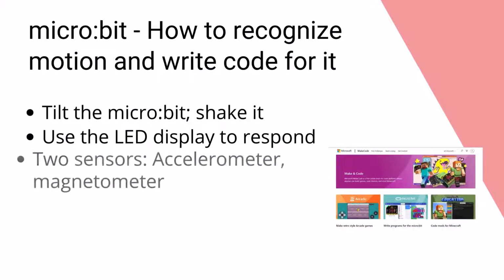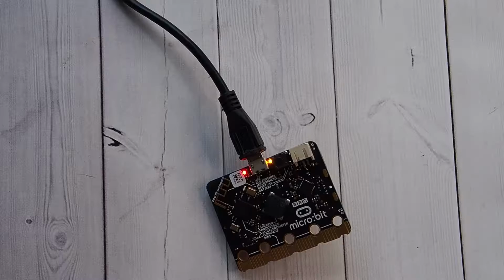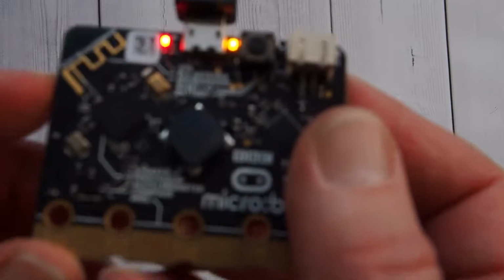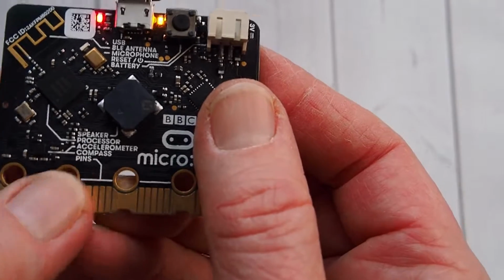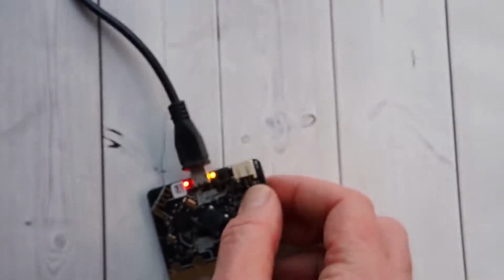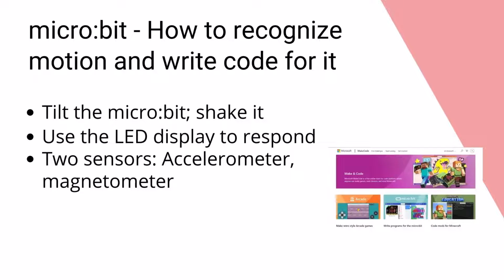The sensors that are being used here are the accelerometer and the magnetometer. If you look at the back of your microbit, they're located in the lower left corner and they're labeled accelerometer and compass. For information on magnetometers and accelerometers, check the notes for a link to an article about them.